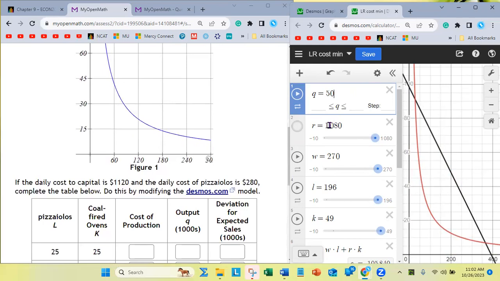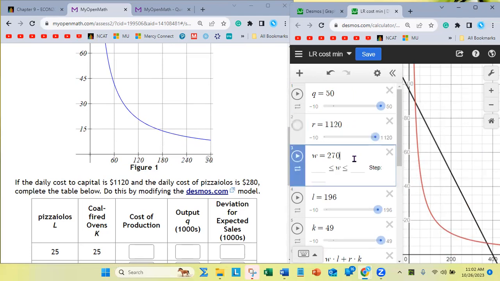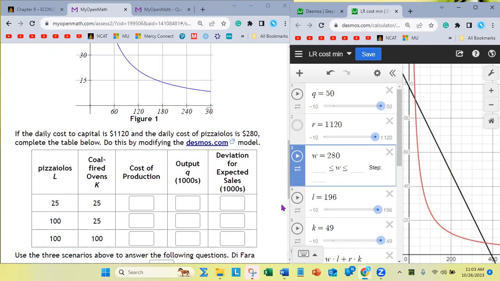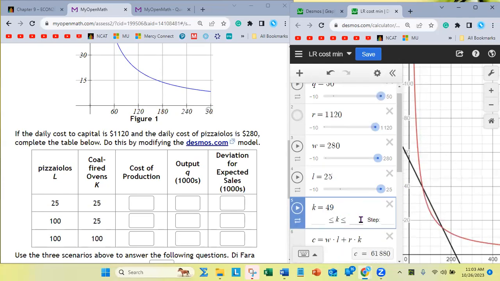My next assumption is the daily cost of capital, which is $11.20, right? And my last assumption is my wage, my daily labor cost per pizza chef. I'm going to pay pizza chefs $280 a day. Then we're going to use this information to complete this table. Now, notice my labor in the first row is 25. So I'm going to reset my labor to 25, and I'm going to set my capital, the number of coal-fired pizza ovens, to 25.